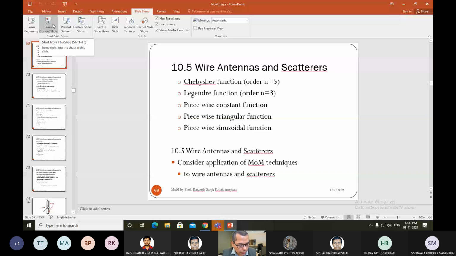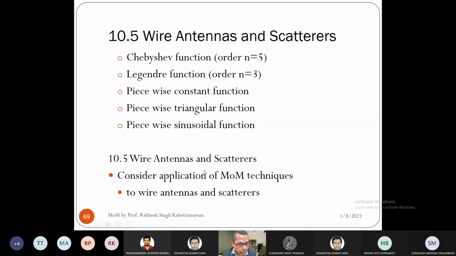Okay, so the example we have considered was for the electrostatic case. We have considered a simple case of a differential equation. We have also considered the electrostatic case. But MoM is widely used for antennas and scatterers, which are purely electrodynamic fields. They are not electrostatic case, electrodynamic fields they are. So let us consider some of them.